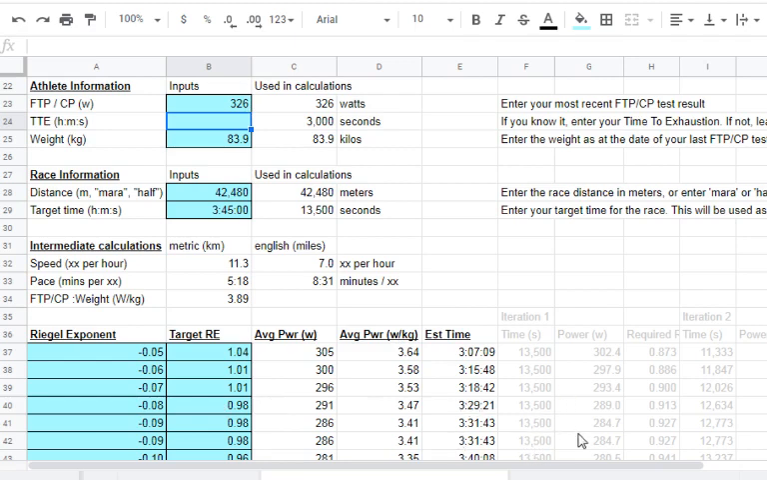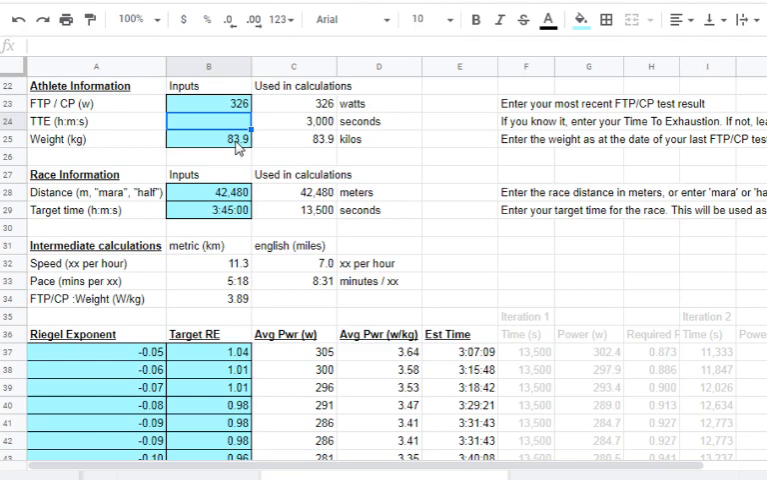One last little caveat: weight. If you actually look at this new FTP, it's assuming that the weight change is stable. If you change the weight, then you have to work this out in watts per kilogram. Not hard to do, but you just have to be aware of that.